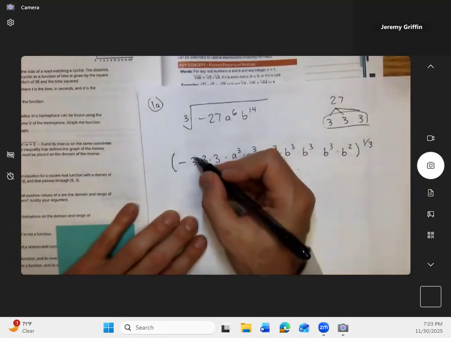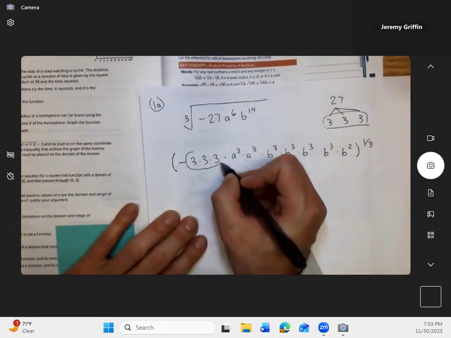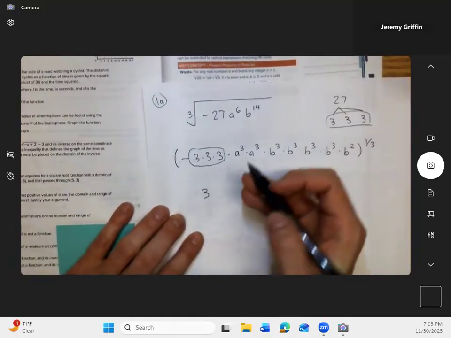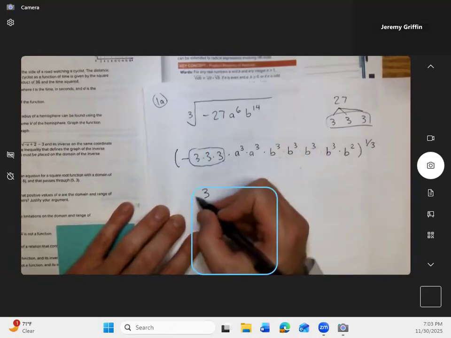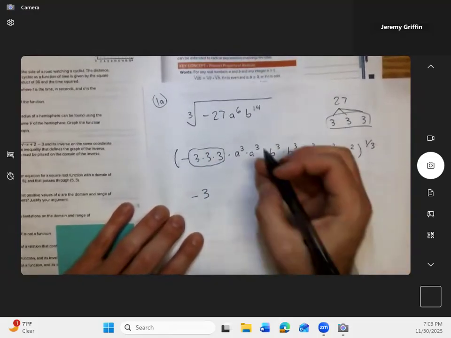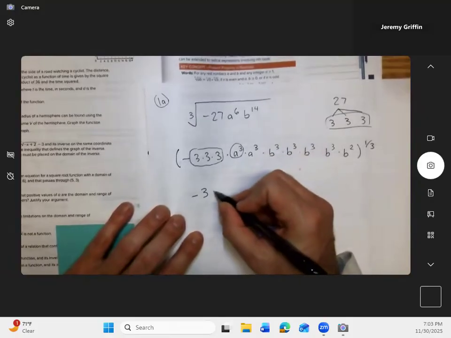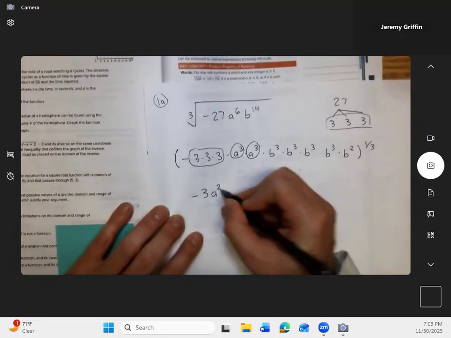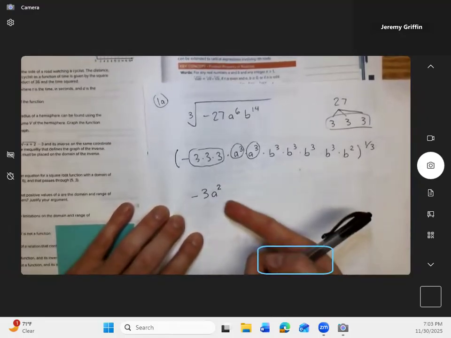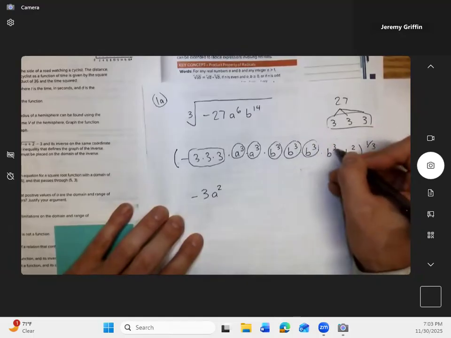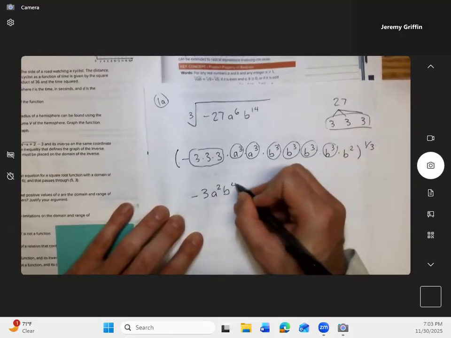Okay, and now that I have that triplet of threes, I can pull out a 3. Actually, while I'm at it, I may as well pull out the negative, because you guys know with a cube root of a negative, you just pull the negative out front. -1 times -1 times -1 is -1. Okay, I have a triplet of a's here, so pull that out as an a. Ooh, I have another triplet of a's here, so you pull out another a, which makes a squared. And then there's a b I can pull out, 2, 3, 4, so I'll say b to the 4.